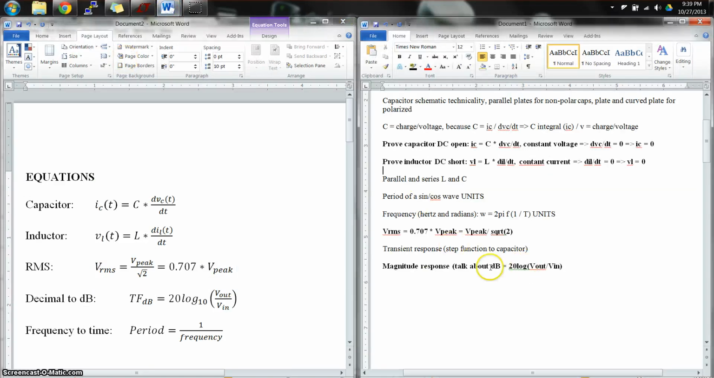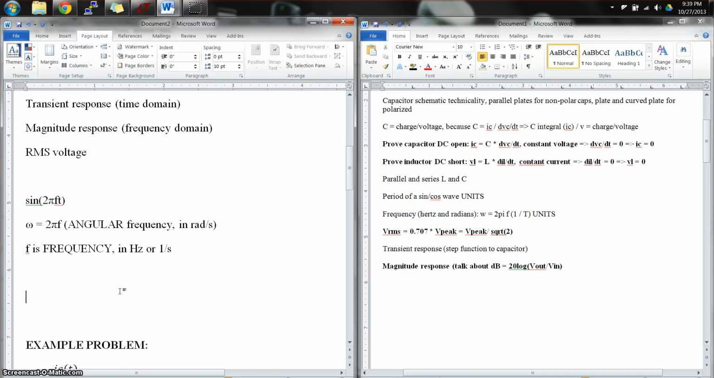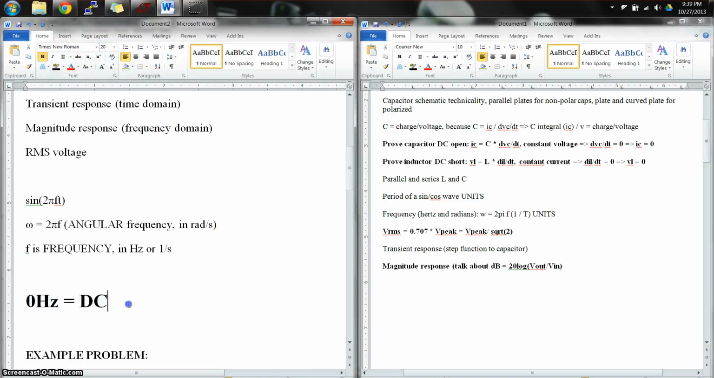I think next we have the magnitude response. A magnitude response is a frequency response, and what that's saying is that, at least in LTSpice, you want to sweep a frequency, usually from 0 hertz or DC. 0 hertz is a non-changing signal, so that's very important, let me write that down. 0 hertz is equivalent to DC. And I should put that in big, bold letters because that's a very important fact. It's true for all circuits, and you just need to know this.